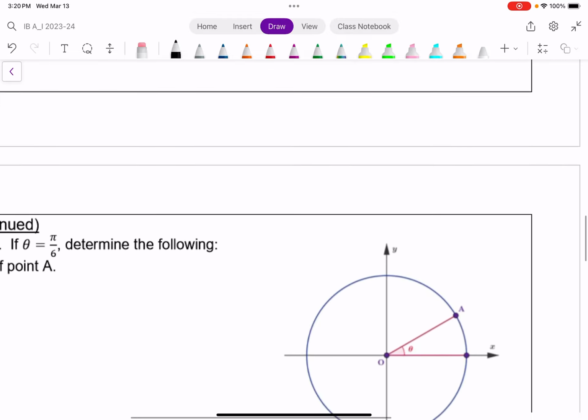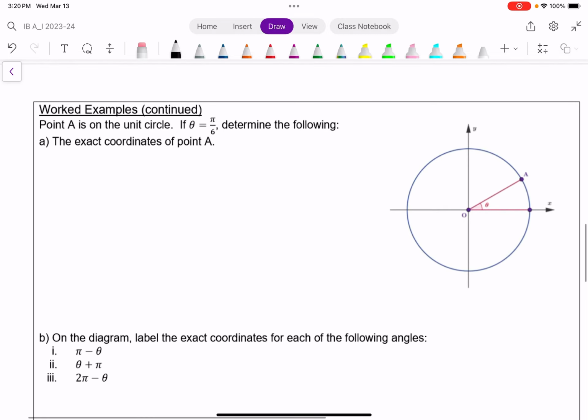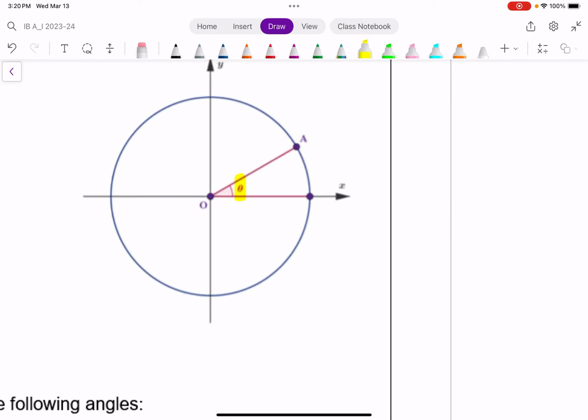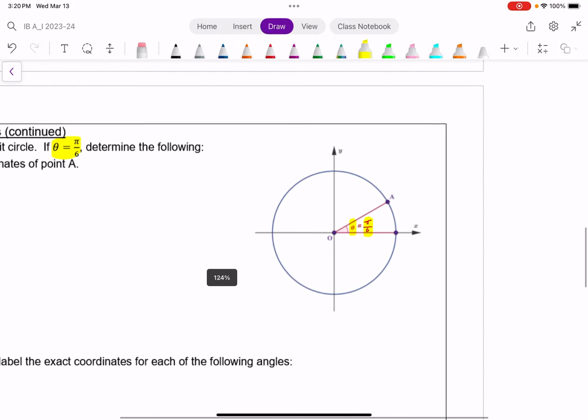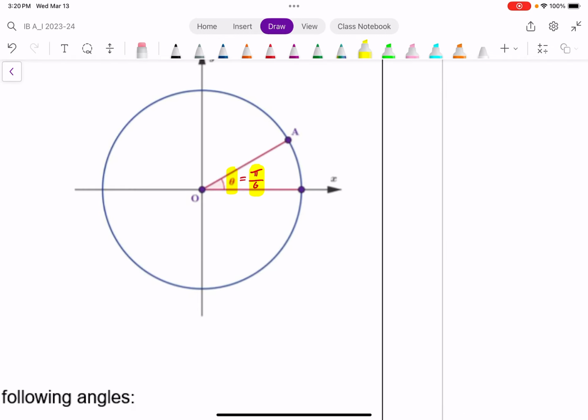All right, so next I have another unit circle. This time, I don't know the coordinates of A, but I do know that theta is pi over 6. And so that angle I see right here is pi over 6, which, recall, is the same as 30 degrees. And so while I'll write pi over 6 here, you may find it easier to think about 30 degrees. I want to know the exact coordinates of A. So what is this point here?